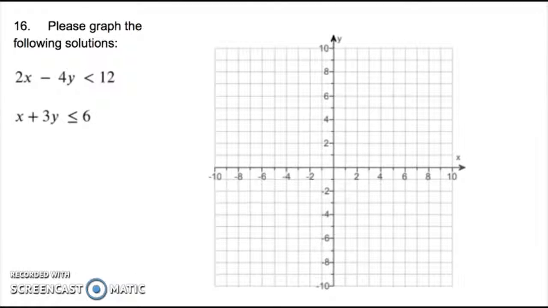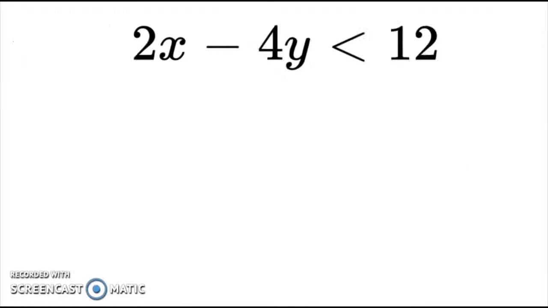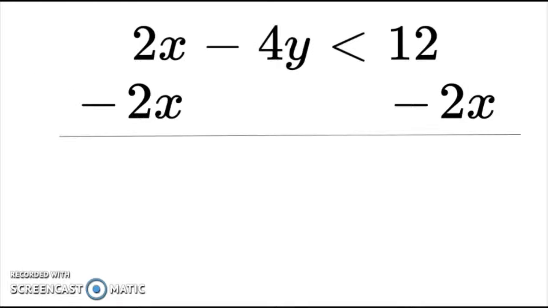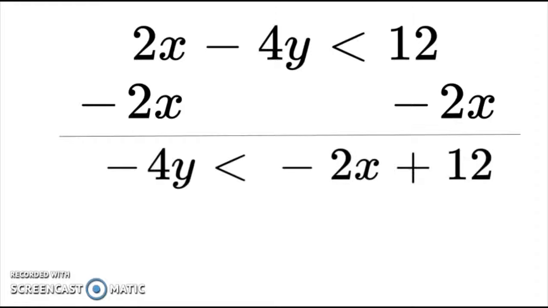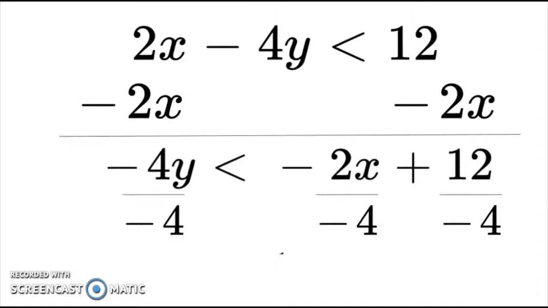Number 16 is asking you to graph the following solutions. So I have two inequalities that need to be solved for y, so let's take care of that first. So the first one, I will subtract 2x from both sides. I will get negative 4y is less than negative 2x plus 12. Divide everything by negative 4. I would then have y is greater than 1/2 x minus 3. So that is my first inequality.